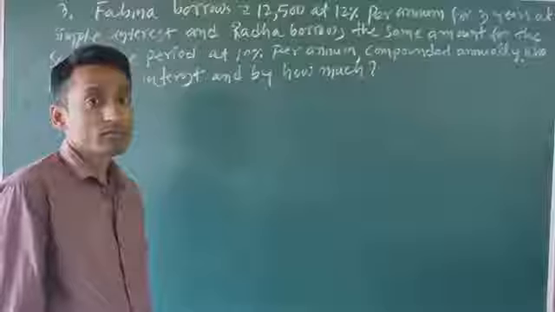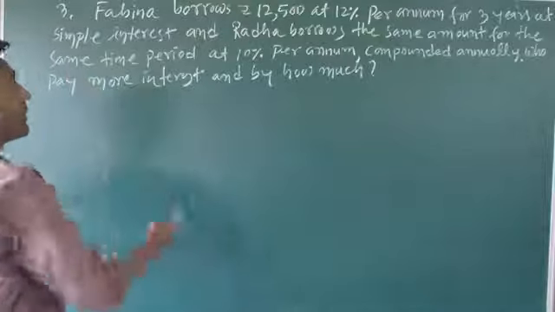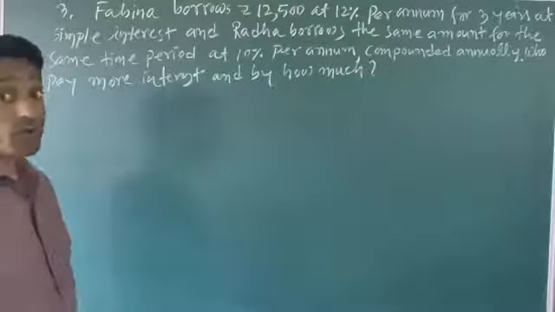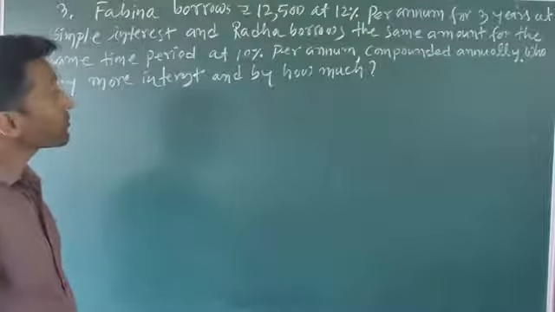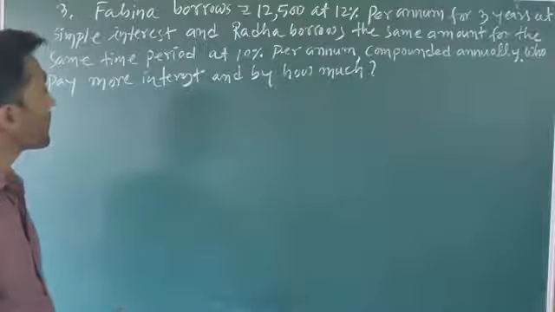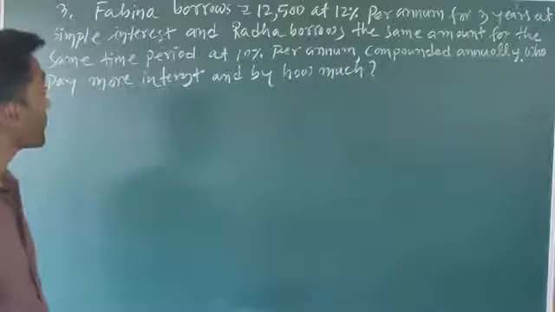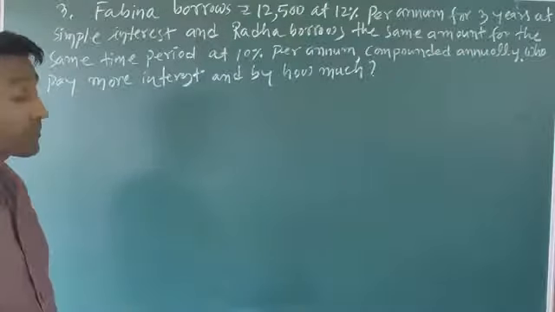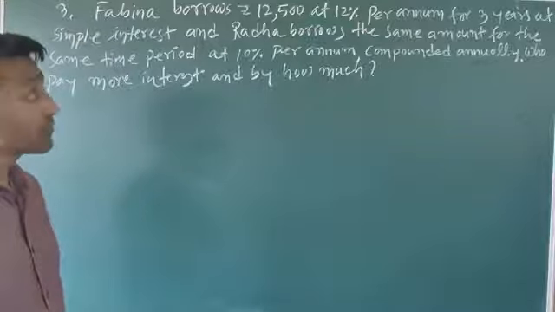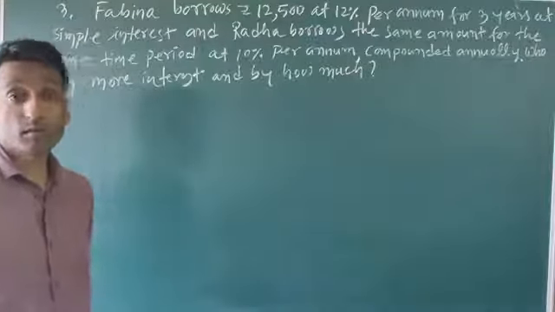Okay, let's see the next question. Question number 3. Pavina borrows rupees 12,500 at 12% per annum for 3 years at simple interest, and Radha borrows the same amount for the same time period at 10% per annum compounded annually. Who pays more interest and by how much?